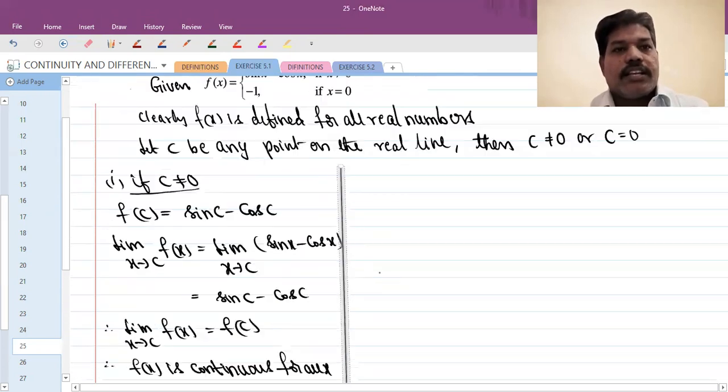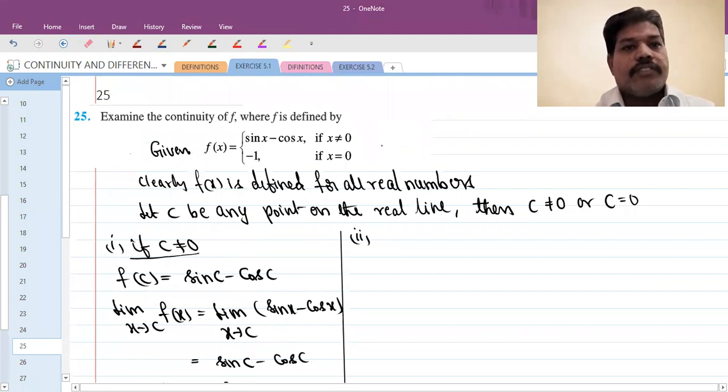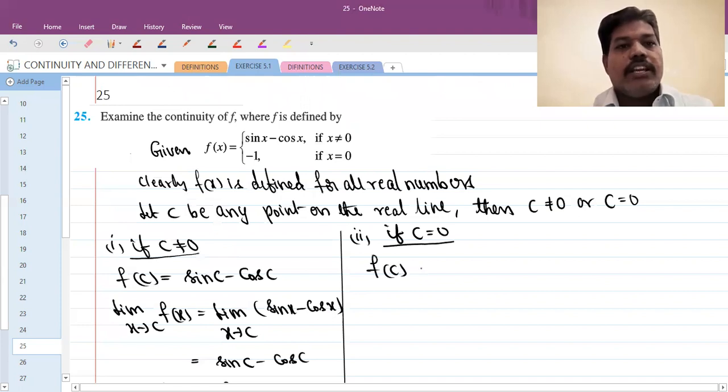So see the second case. What is case 2? If c is equal to 0, what happens? If c is equal to 0, then f of c value is already given, that is minus 1.